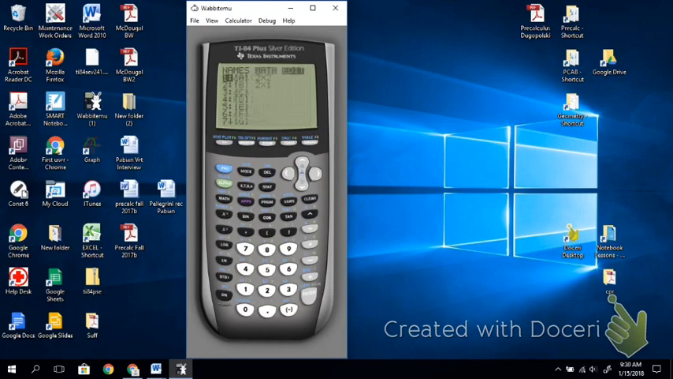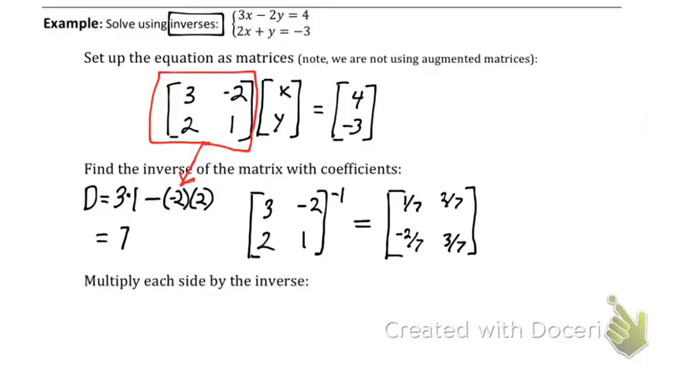I'm going to edit. I'm going to go down to my B1. I don't care which one you put these in your matrices. Just remember which one is which. So I go over to my B. I'm going to make it a 2 by 1 matrix. That's going to be my 4, -3. Those are the only two matrices that have numbers in them. I have the 3, -2, 2, and 1, and I have the 4, -3.